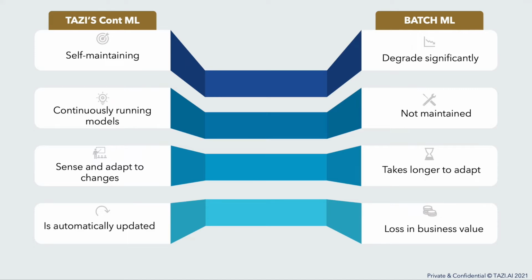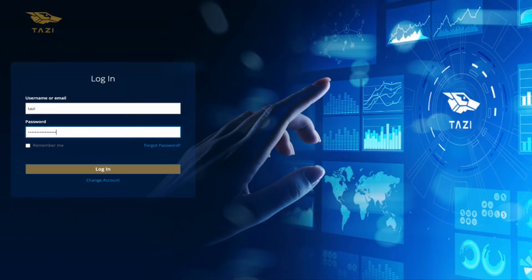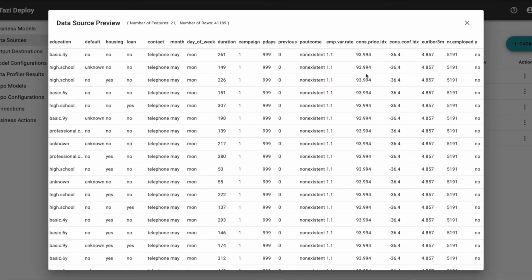If you have any applications in production that utilize batch machine learning, you probably know how much effort and time it takes to prepare the new data sets, update the models, and redeploy them into production. Let me actually show you a better way, which is TAZI's continuous ML.